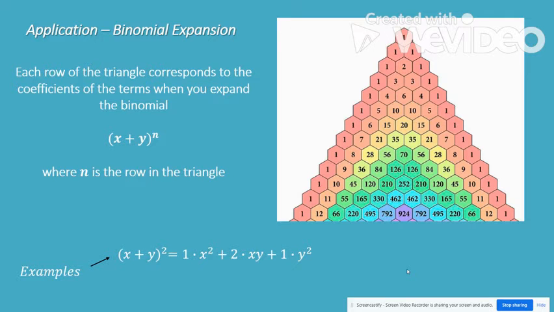1, 2, 1 corresponds to the numbers in the second row of Pascal's triangle. And the same can be said for x plus y cubed, which would have coefficients of 1, 3, 3, and 1, which would correspond to the third row in Pascal's triangle, and so on and so forth.